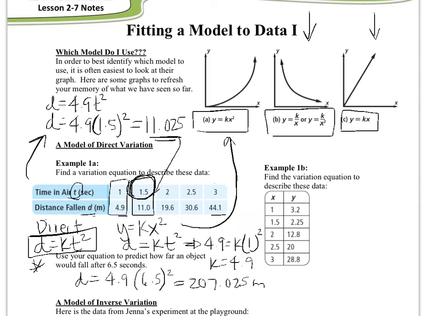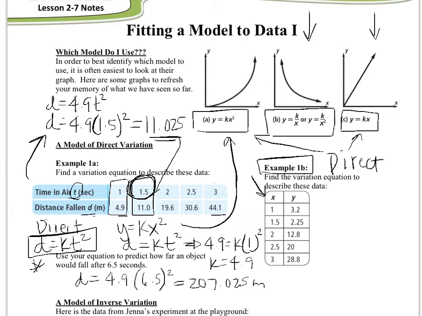Okay, part B, or example 1b. Now we have new data right here, x and y, and they want us to find a variation equation for that data. Well, the first thing I'm going to look at is x is getting bigger, going from 1 up to 3, and y is also getting bigger. So I know it's probably going to be one of the direct variation equations. So it's either going to be y equals k times x squared or y equals k times x.